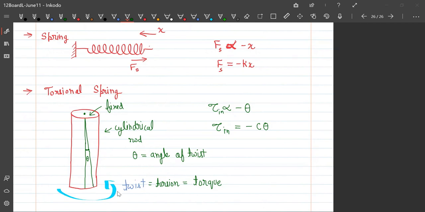So, because of the external torque, there is an external twist, there is an internal torque to balance it out. That is in the anticlockwise direction. So, theta was in this direction, so your internal torque will be in this direction. Anticlockwise.